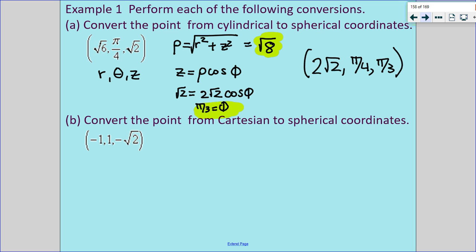We have Cartesian. So that's x, y, z. And then we know how to find rho. Rho is the square root of x squared plus y squared plus z squared. So it looks like our rho is 2.